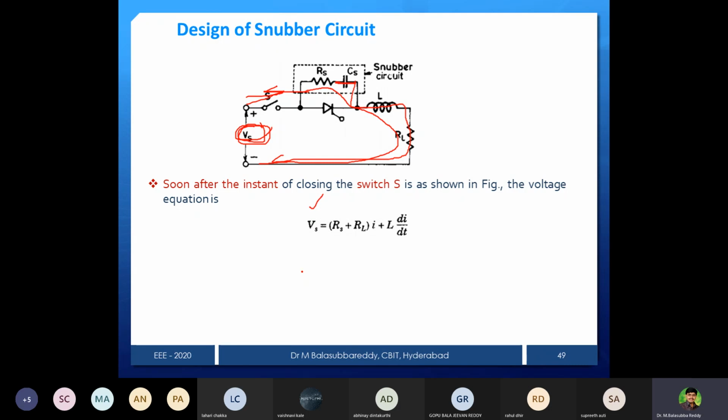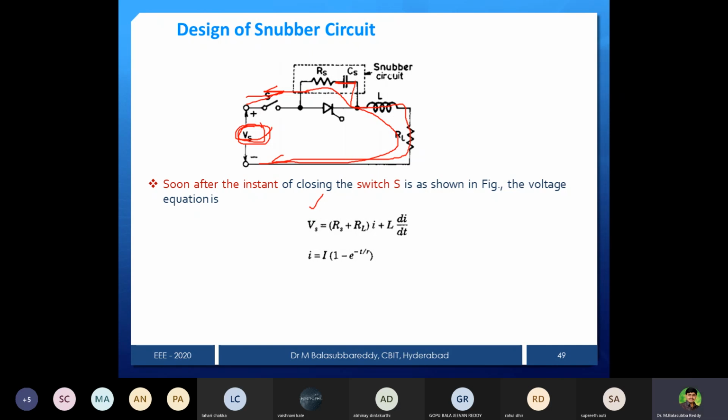Therefore, we can represent the drop as Rs plus RL, that is the load resistor, into I plus L di by dt. Now from this we can find the current I. So current I is equal to V by R, that is Vs by Rs plus RL, into 1 minus e power minus R by L into T. Here R is Rs plus RL, so into T by L.